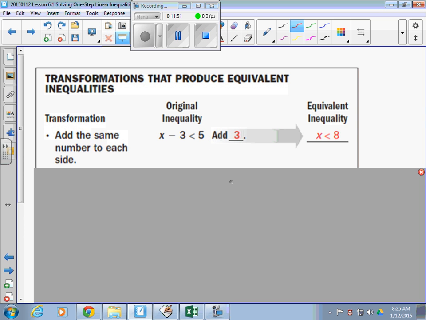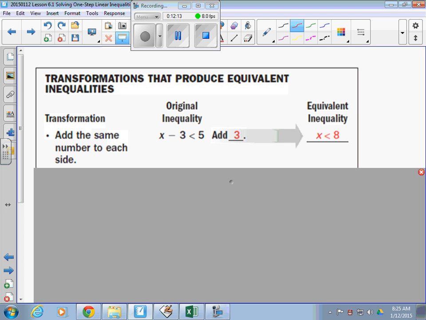Okay, this is a big list of transformations. It said transformations that produce equivalent inequalities. This is just like equations for the most part. There's this one change when you're talking about multiplying and dividing by negative numbers. It says add the same number to each side. So if you have x minus 3 is less than 5, you add 3. We know how to do that. We get x is less than 8.